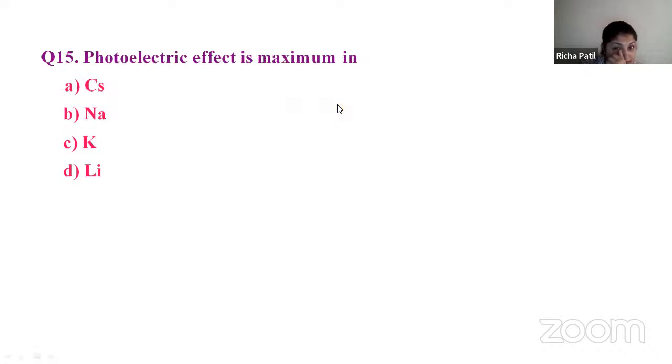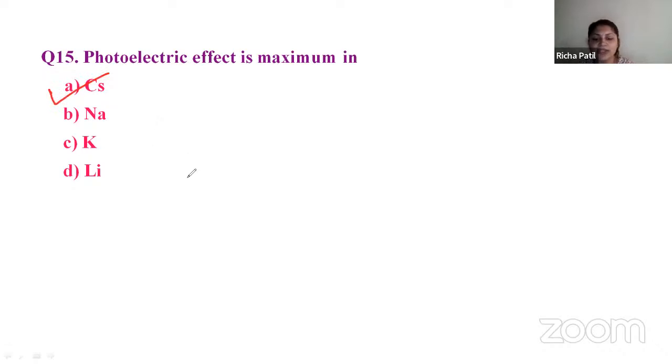Photoelectric effect is maximum in which? What do you mean by photoelectric effect? When a beam of light is incident on a metal surface, with no time lag, there will be ejection of electrons from that metal surface. So this is nothing but the photoelectric effect. So photoelectric effect is mostly seen in what? It is seen in cesium. A is the option, cesium.